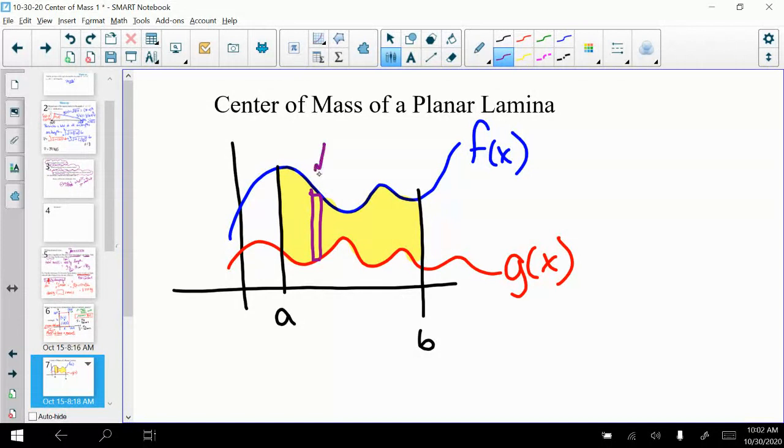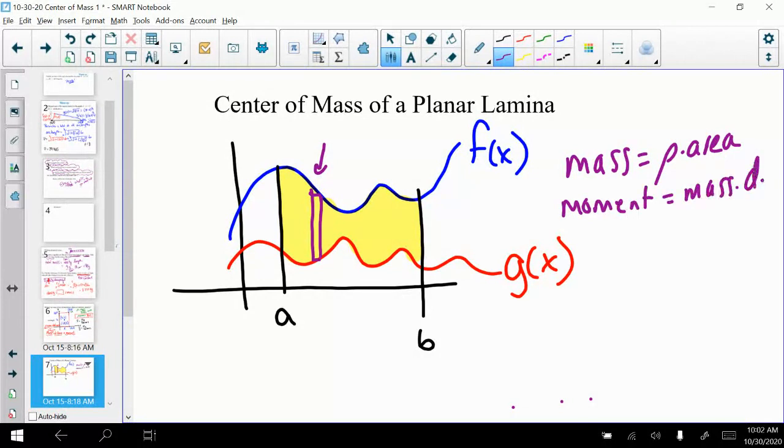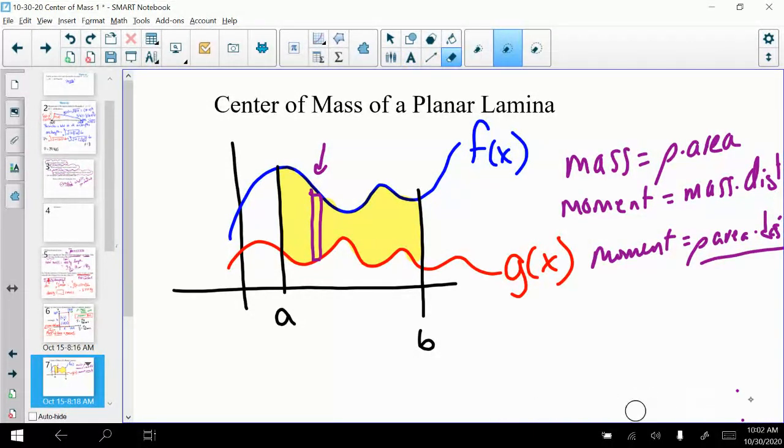So for each one of these rectangles, I could find its mass, right? And I could find its moment. Mass being density times area, and moment being mass times distance. Which means for the moment we're going to have to use rho times area to get our mass times our distance. That all follows.